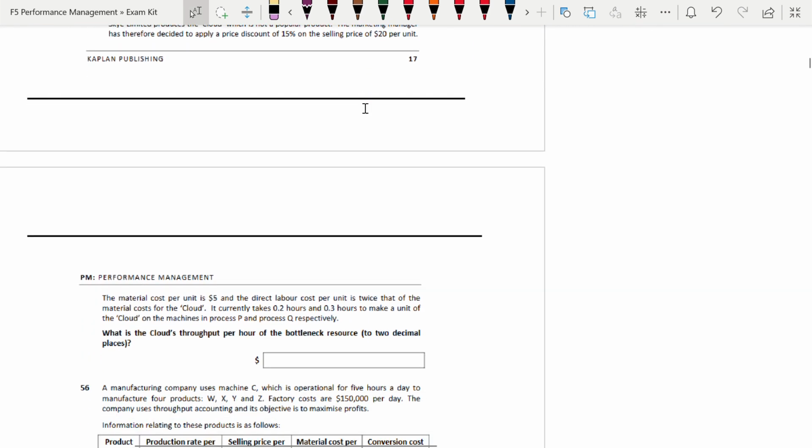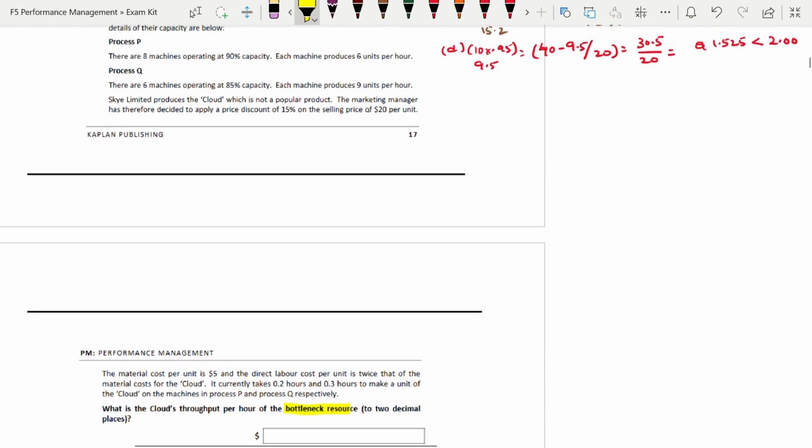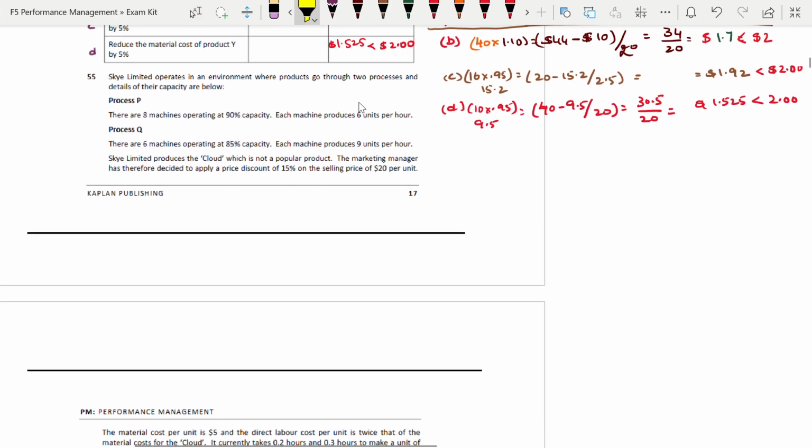First, read the question. What is the Cloud's throughput per hour of the bottleneck resources? Sky Limited operates in an environment where products go through two processes. Process P, 8 machines, 90% capacity, each machine produces 6 units per hour. Process Q, 6 machines, 80% capacity, 9 units per hour.